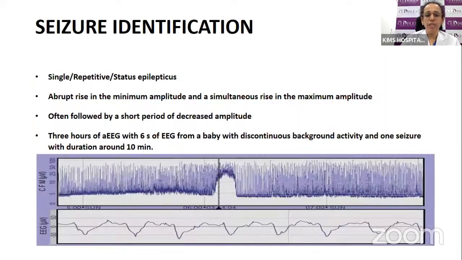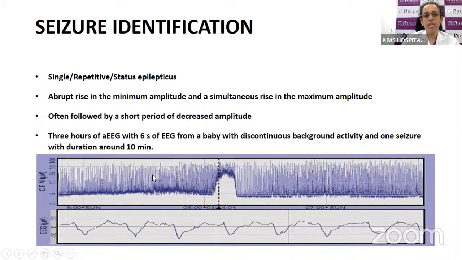Then how do we identify the seizures? After identifying the pattern, whether it is a continuous pattern or a discontinuous pattern, here we can see this as a discontinuous pattern where the minimal amplitude is always less than 5 in most of the areas. And here there is a sudden spike, an increase in the lower amplitude, going high up to 25 microvolts, and then it drops. So this can be considered as one episode of the seizure.